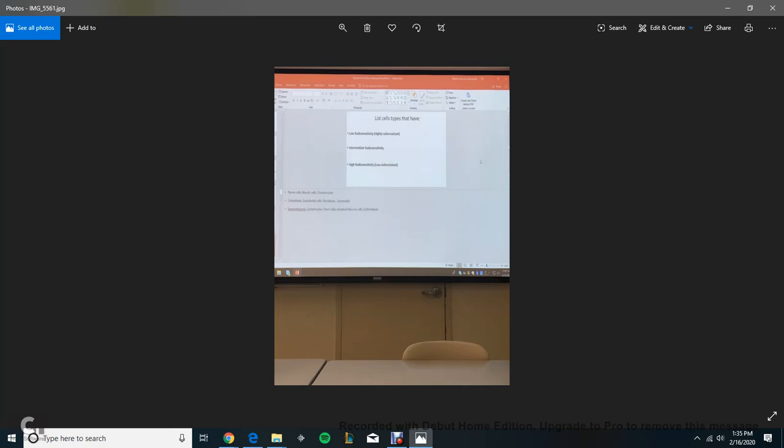List cell types that have low radiosensitivity. So highly radioresistant would be nerve cells, muscle cells, and chondrocytes. Intermediate radiosensitivity would be osteoblasts, endothelial cells, fibroblasts, and spermatids. High radiosensitivity with low radioresistance is spermatogonia, lymphocytes, stem cells, intestinal mucosal cells, and erythroblasts.